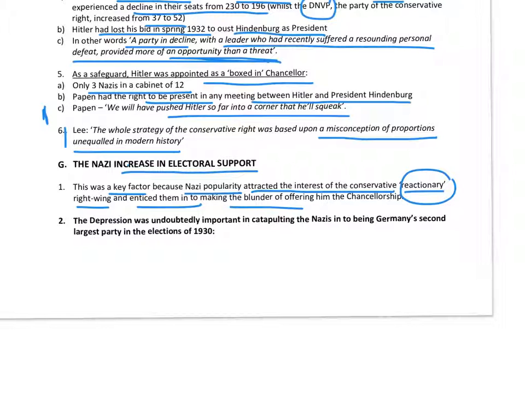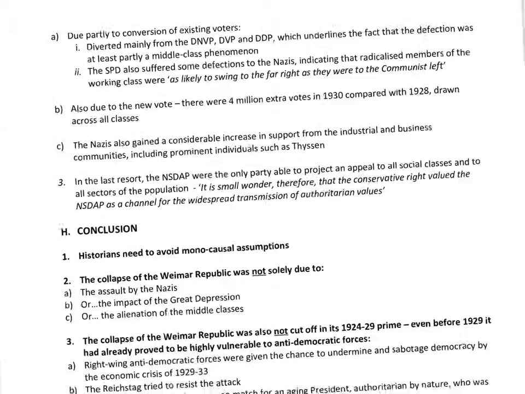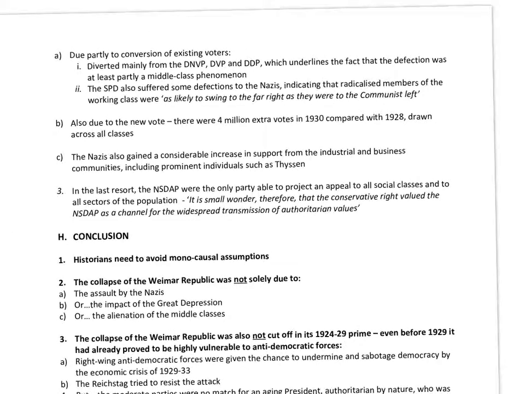Okay, so the Depression was undoubtedly important in catapulting the Nazis into being eventually Germany's largest party in July 32, but initially, in the September 1930 elections, they were the second largest party. Okay, so key points to make there.